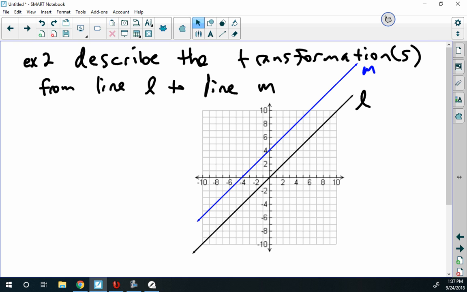Anybody think they got this one figured out? This one's too cool for school. Like, it can't be that difficult.